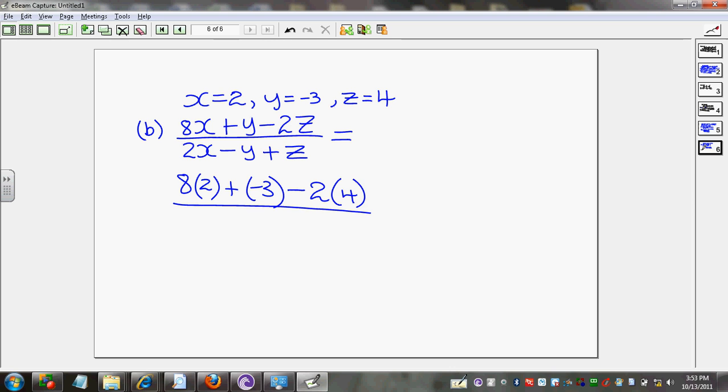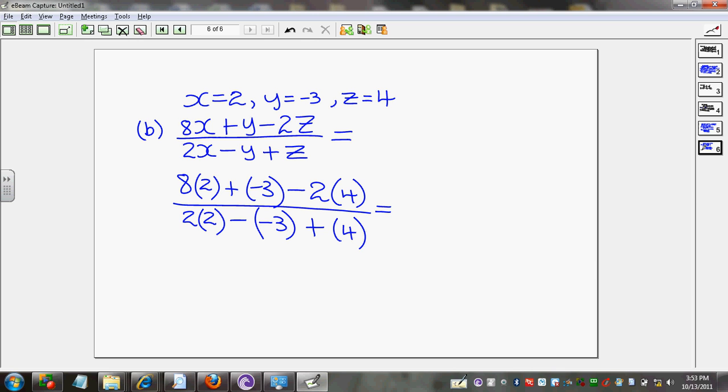And then we'll put below 2, open brackets. Instead of x, we'll put 2. Minus, inside of the brackets, we'll put what y is, which is minus 3. Plus z. Z will be 4, plus 4. Okay? And then we work out what this will be equal to.